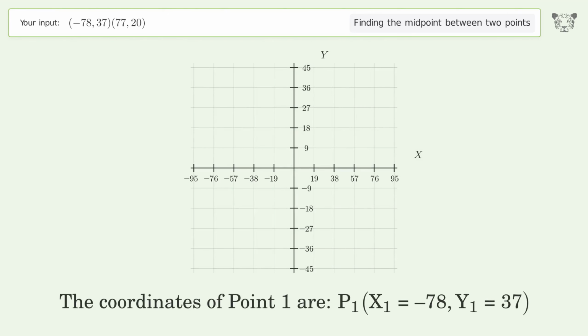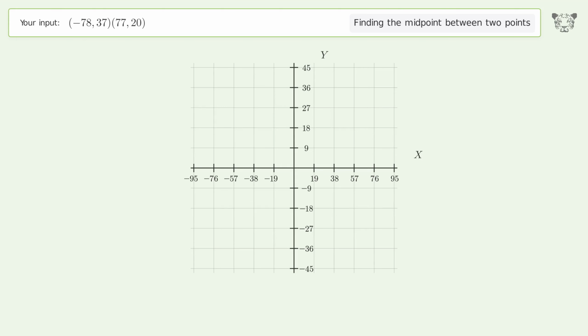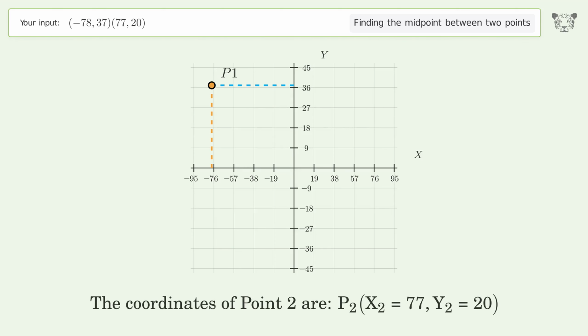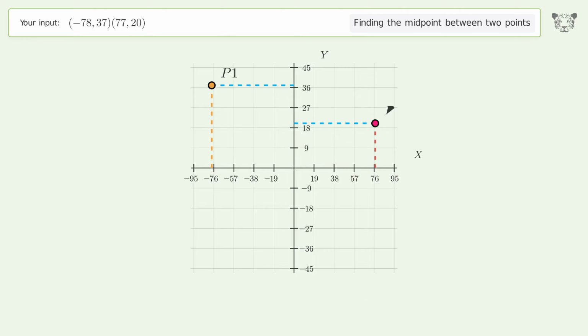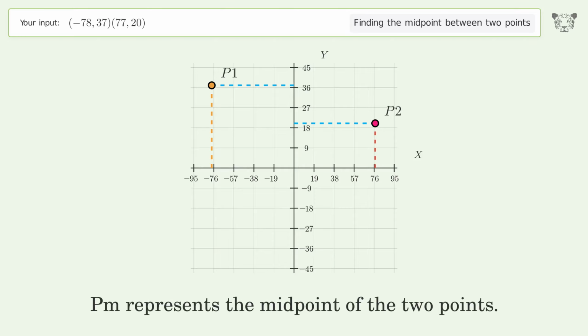The coordinates of point 1 are x1 equals negative 78, y1 equals 37. The coordinates of point 2 are x2 equals 77, y2 equals 20. PM represents the midpoint of the 2 points.